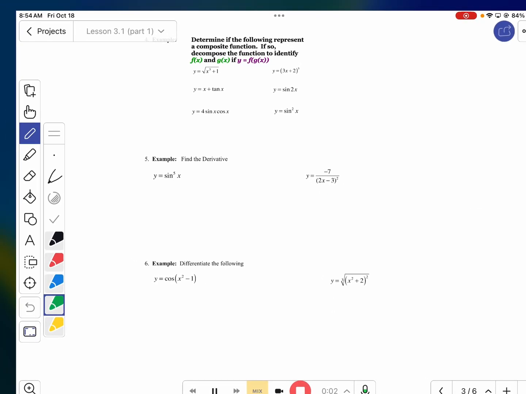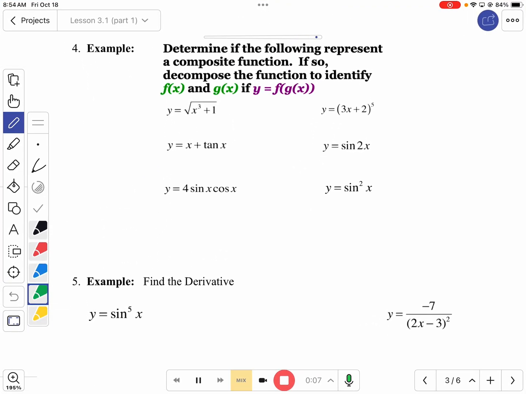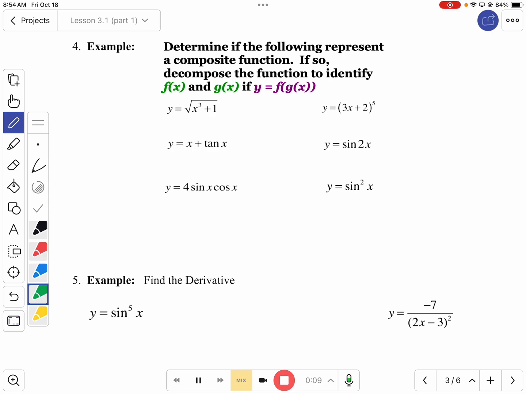Look at these. We want to determine if the following are a composite function. If they are, let's identify the outside f and the inside g. We're going to decompose functions again for just a second, just so we can recognize when I would need the chain rule. What about that first one? Is it a composite function? Yeah, for sure. What's your outside function? Square root. What's your inside function? x cubed plus 1.